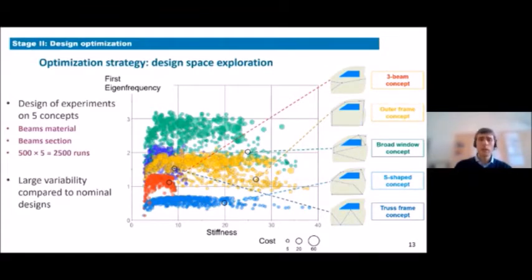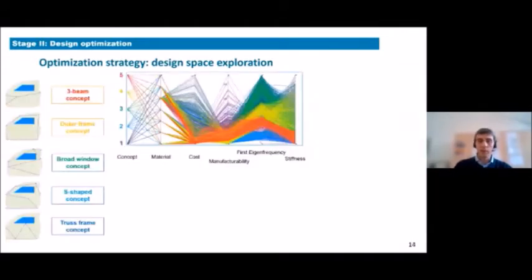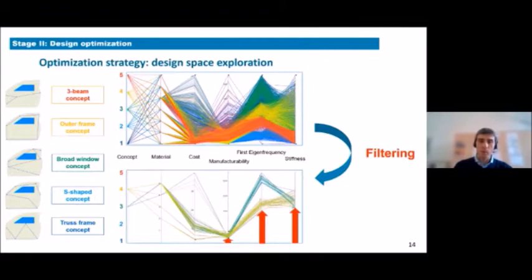this case study. And this is the aspect that is investigated and presented in this slide, which visualizes all the generated concept variants on this parallel coordinate plot, where all the attributes of interest are displayed on the several vertical axes. If we apply a filter on all these generated variants, we can quickly see that indeed only 2 out of the 5 concepts can meet the constraints that we are imposing on manufacturability, first eigenfrequency, and stiffness. And this is the rationale that led us to select these 2 concepts, the outer frame concept together with the broad window concept, for the parametric optimization studies.